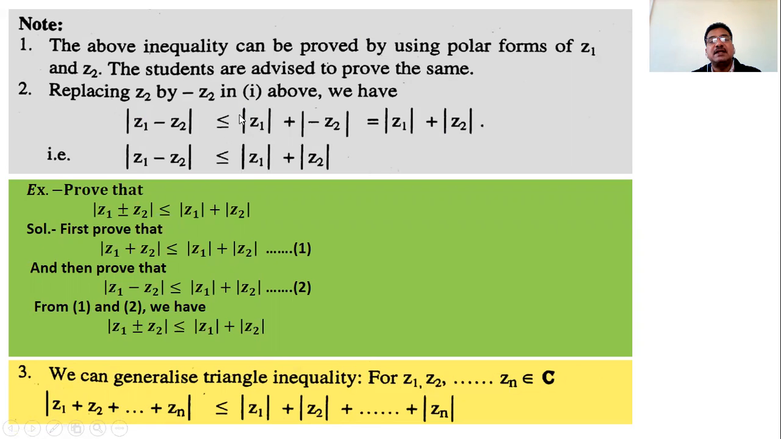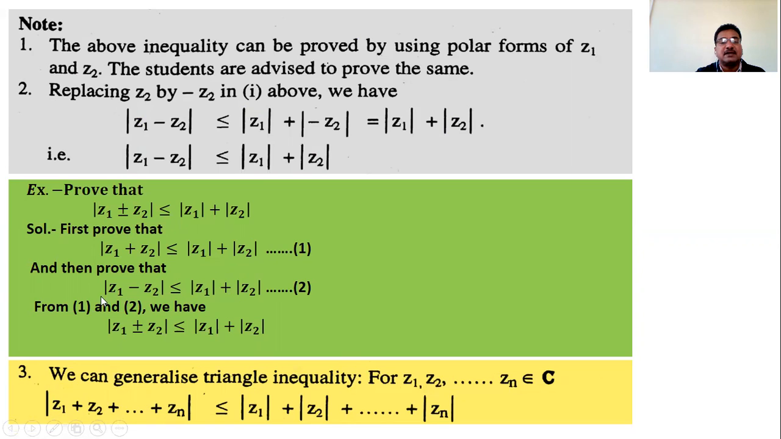We have that it is less than or equal to |z1| + |−z2|, and |−z2| and |z2| are both the same, and therefore we have |z1 − z2| is less than or equal to |z1| + |z2|. So |z1 + z2| is less than or equal to |z1| + |z2|, and |z1 − z2| is also less than or equal to |z1| + |z2|.